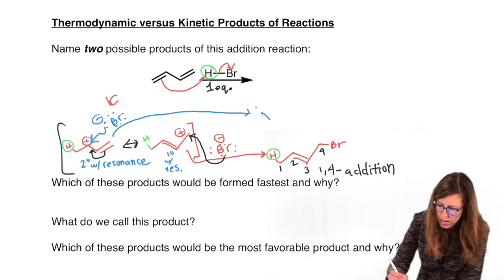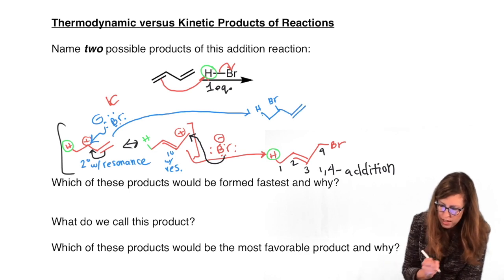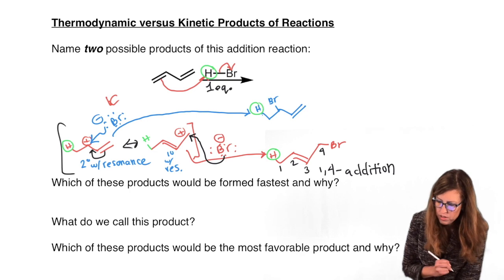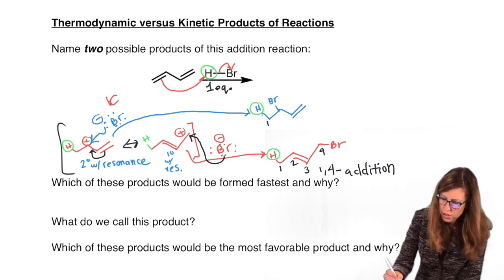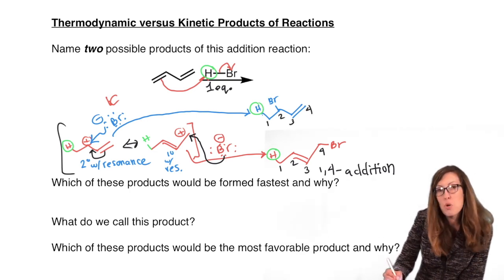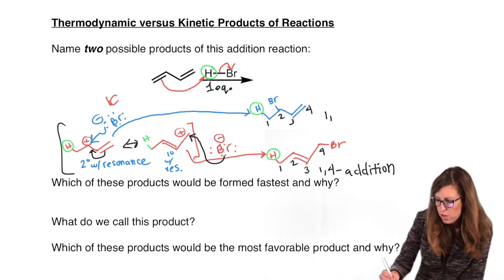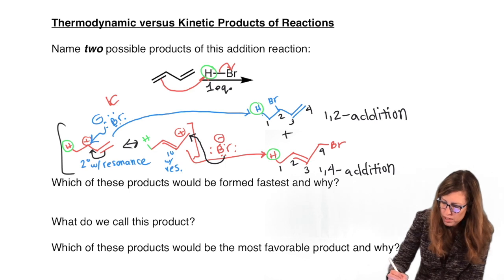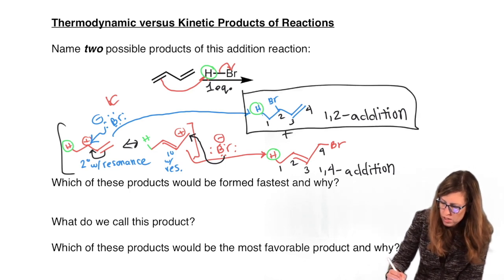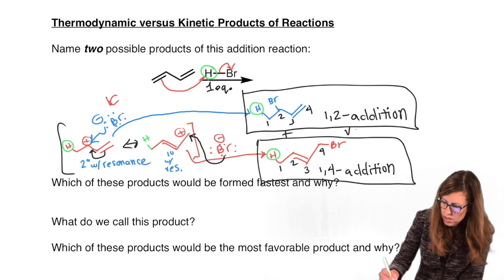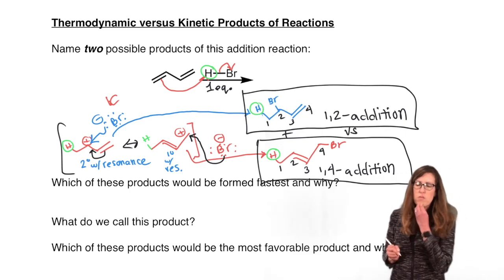So we have our H, which is the green H. We have our bromine adjacent to it, and we did not do our resonance yet. This is our green H. Let's label this 1, 2, 3, 4. Since the bromine and the H are at the 1, 2 position, and those are the new atoms, we call that a 1,2 addition product. So these are the possible products: 1,2 addition or 1,4.